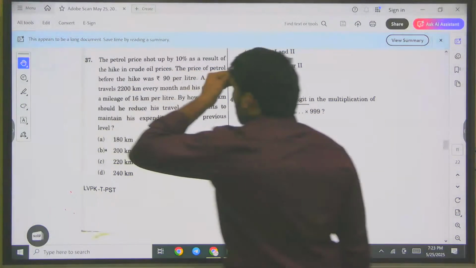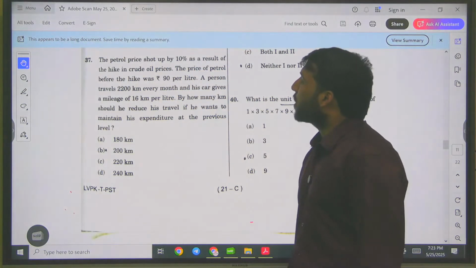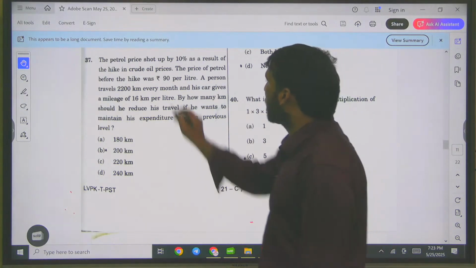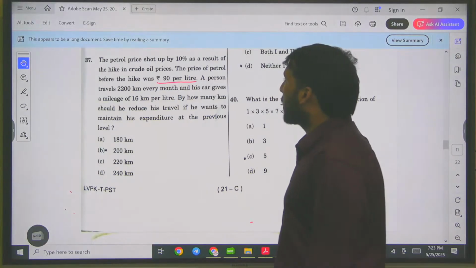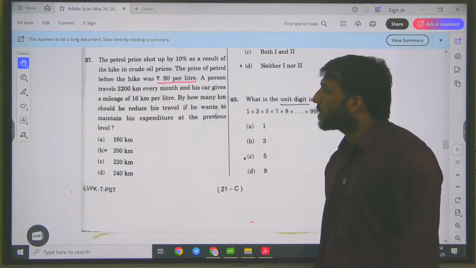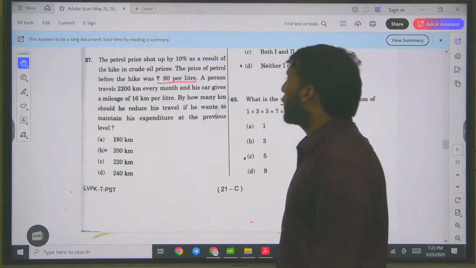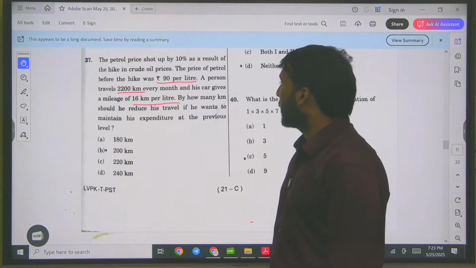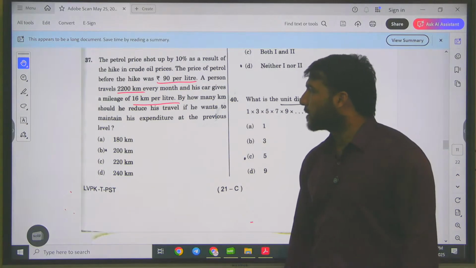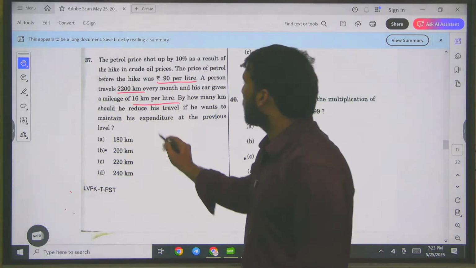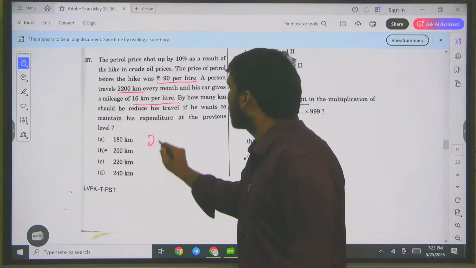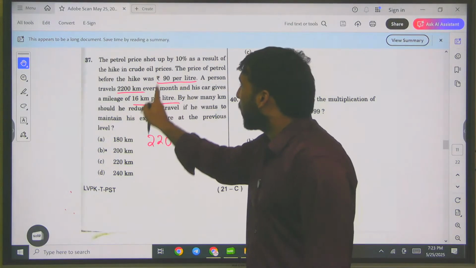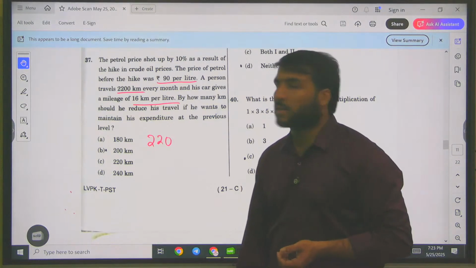Petrol price shot up by 10% as the result of a hike in crude oil prices. The price of petrol before the hike was 90 per liter. A person travels 2200 kilometers every month and his car gives a mileage of 16 kilometers per liter. By how many kilometers should he reduce his travel if he wants to maintain his expenditure at the previous level? So simple logic. So 2200 kilometers. So 16 kilometers per liter. For 1 liter, he is traveling how many kilometers? 16.